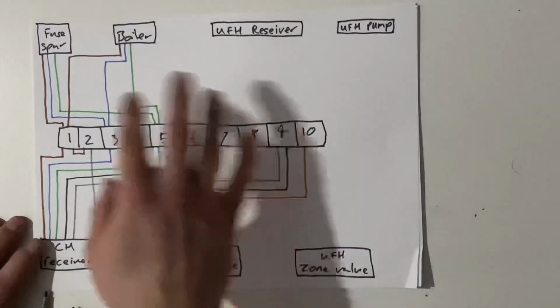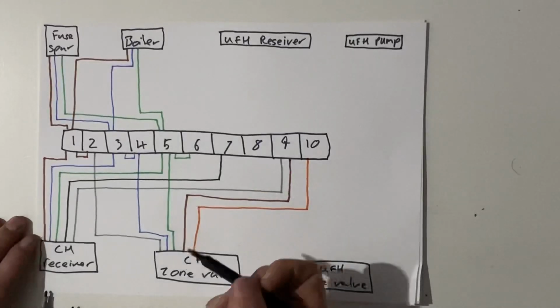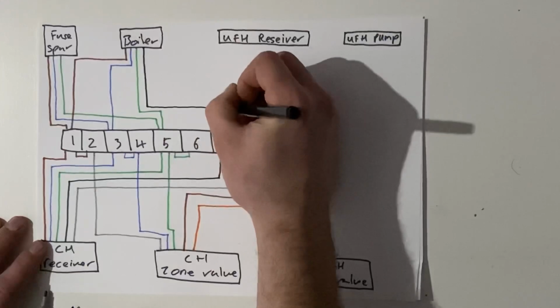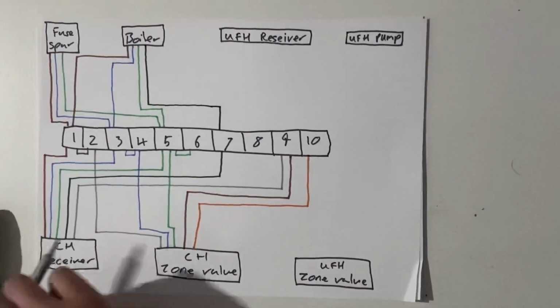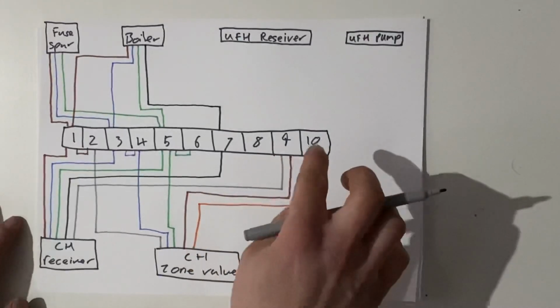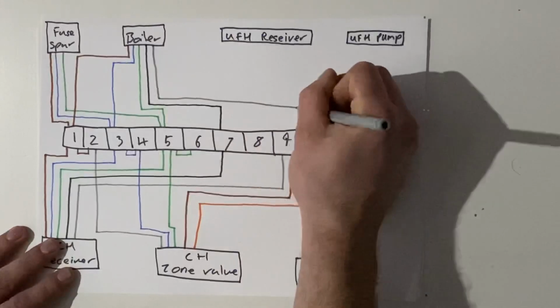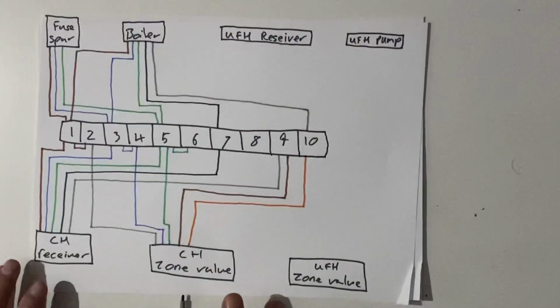Now we need to wire it back to the boiler. So we're going to have our common, which is on our boiler, is our black cable. So connect that to port 7, which links back to our receiver, and then our switch live, which is our grey cable, to port 10. So that's the central heating wired up.